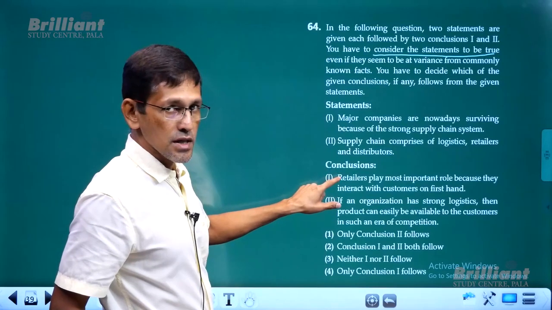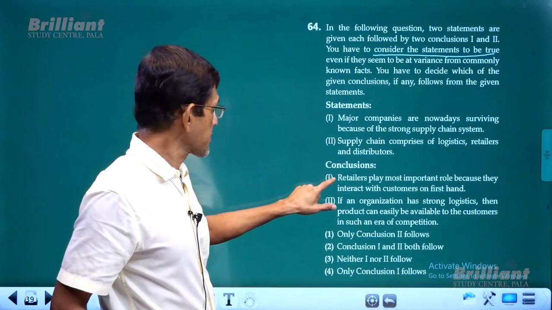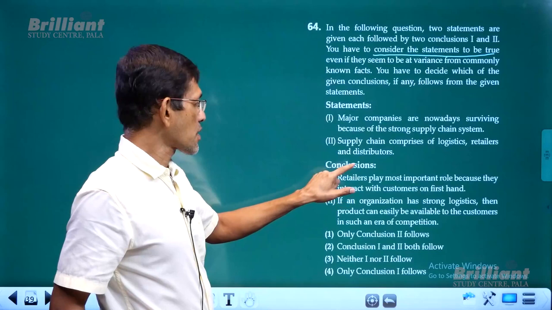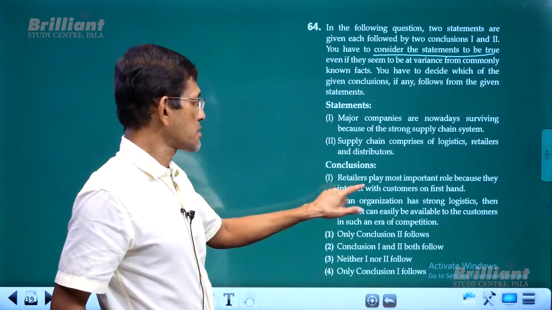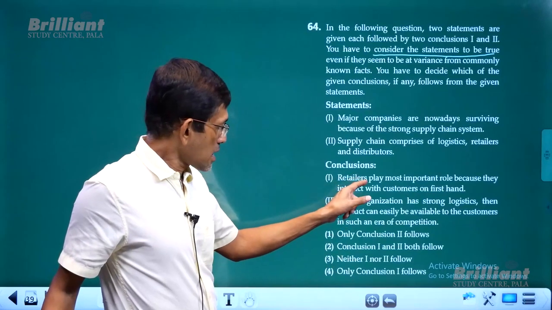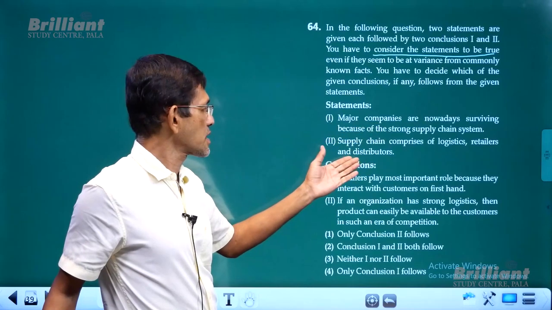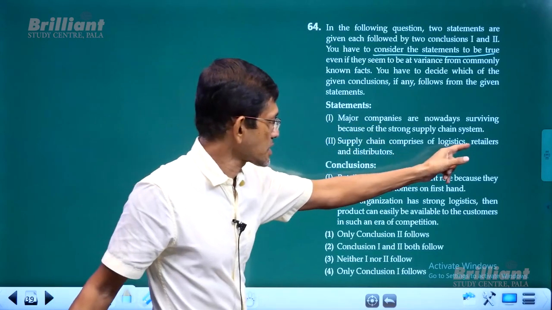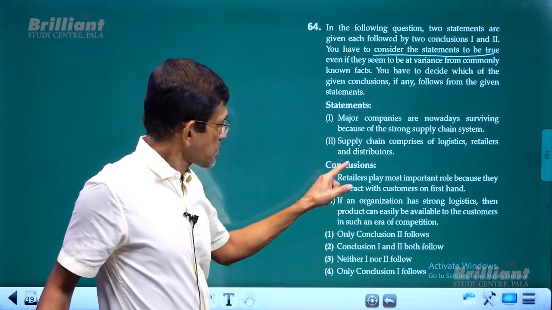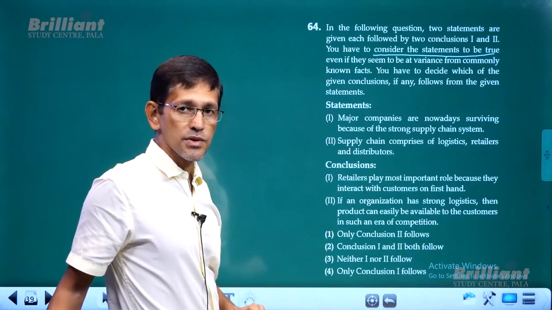So this is critical reasoning type questions. Statement and conclusion type question in critical reasoning. Conclusion number one: retailers play most important role because they interact with the customers first hand. Well, retailers play most important role. Is there anything about retailers given over here? Supply chain comprises of logistics, retailers? Yes, that's correct. So retailer is given here. Retailers play the most important role because they interact with the customers.